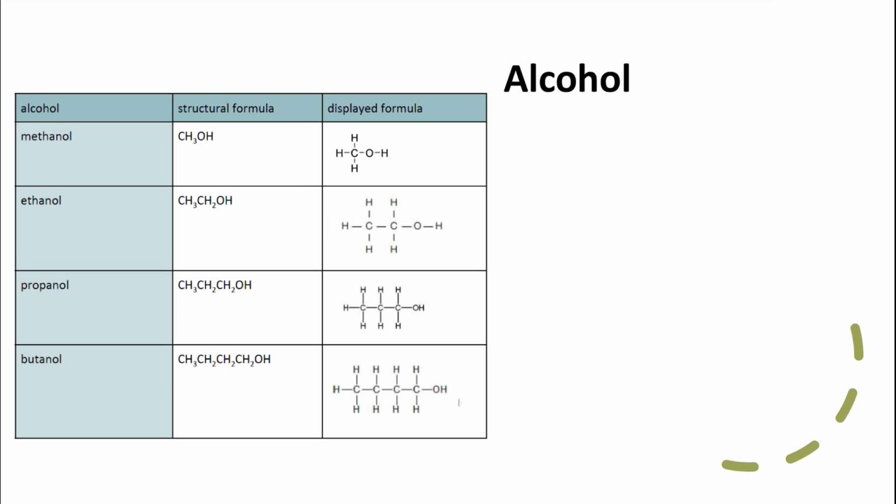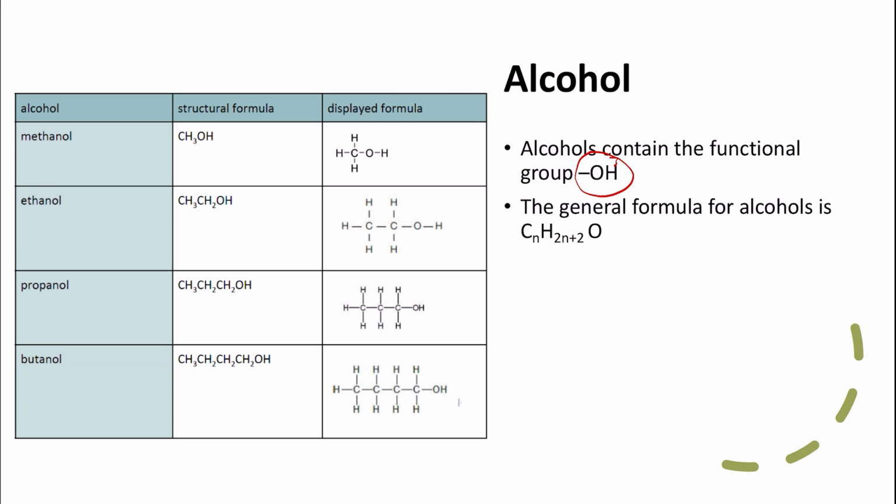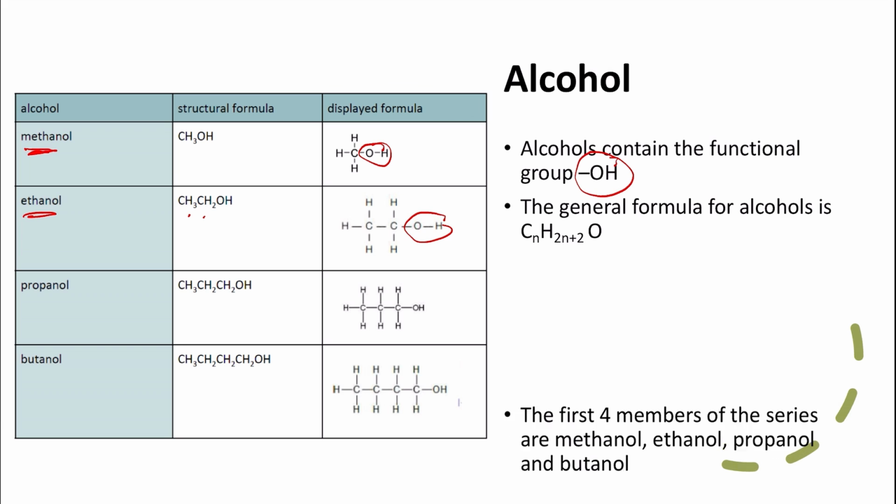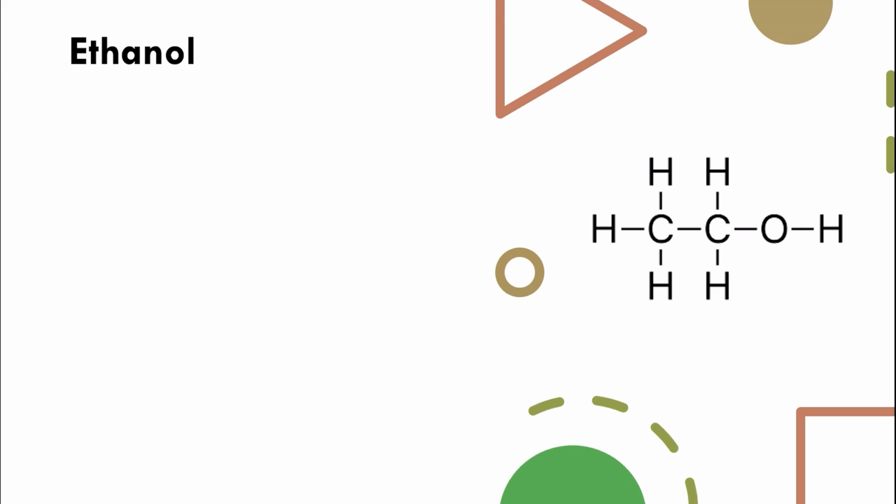Alcohol is the third series that you need to learn. Alcohol contains the functional group OH. To name the alcohols, you also follow the same concept for naming organic molecules. The prefix will refer to the number of carbon atoms, and then we have the suffix -ol. So methanol is the first member, which has one carbon atom and an OH, and then ethanol is the second one with two carbon atoms and an OH, and then propanol, and then butanol.